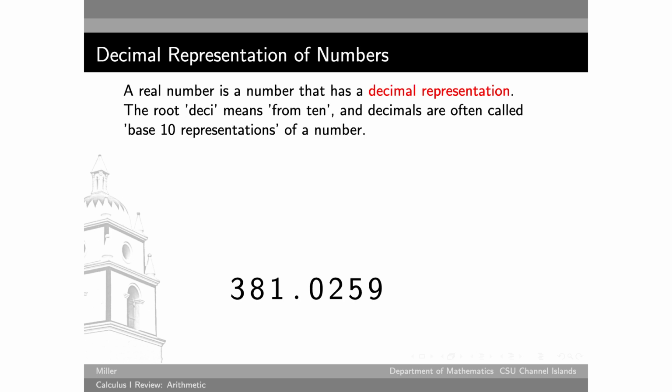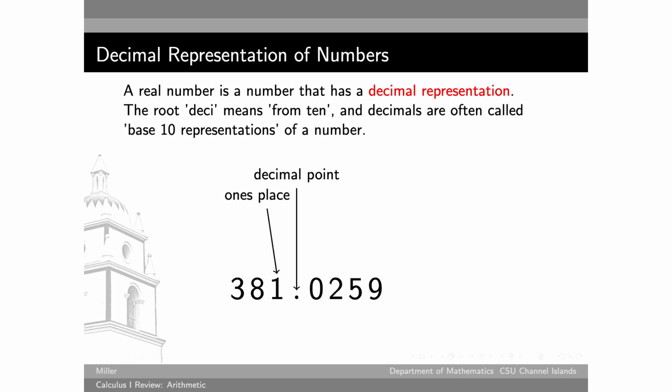Decimal representations of numbers. A real number is a number that has a decimal representation. The root deci means from 10, and decimals are often called base 10 representations of a number. Here I've got a decimal number, 381.0259. Let me explain to you what the different numerals represent. So first, one of the symbols here is the dot. That's the decimal point. To the left of the decimal point, we'll look at the numeral 1.